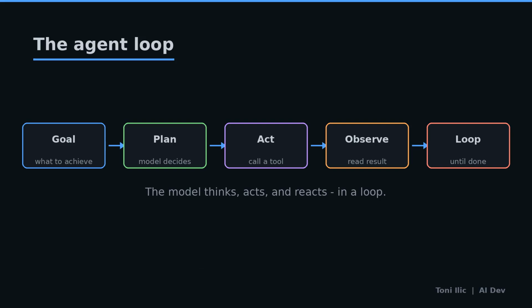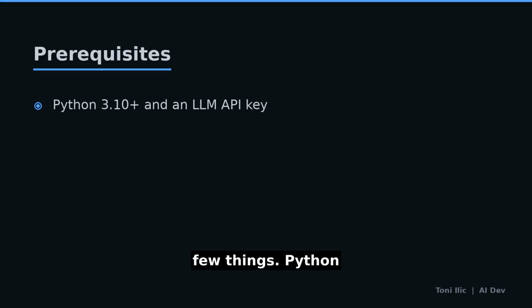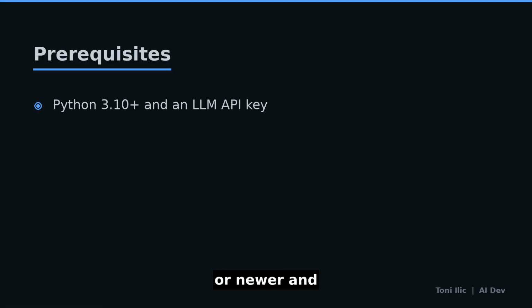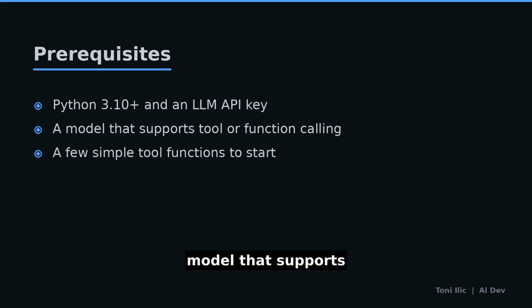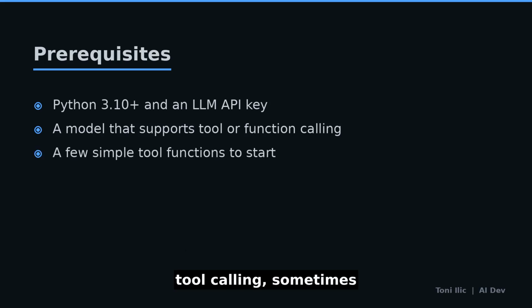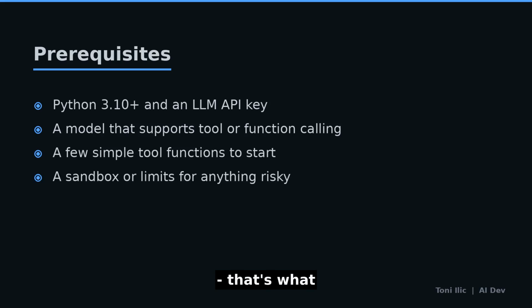You'll need a few things: Python 3.10 or newer, and an API key for a language model. Crucially, use a model that supports tool calling, sometimes called function calling. That's what lets the model ask to run your tools in a structured way. You'll want a few simple tool functions to start with. And because an autonomous agent takes real actions, you'll want a sandbox or clear limits around anything risky. We'll come back to that.